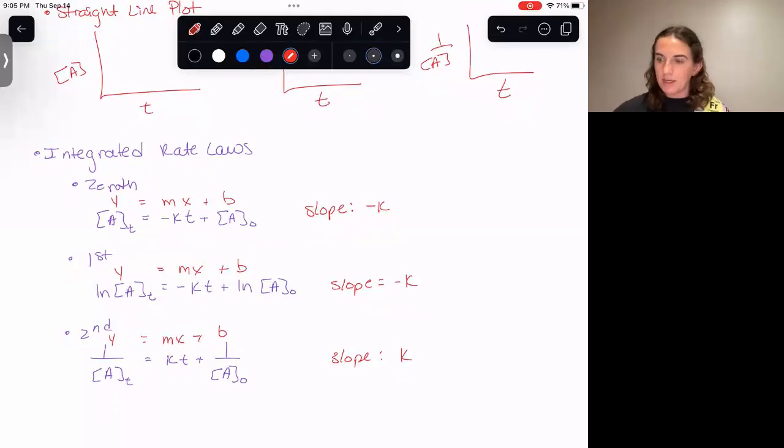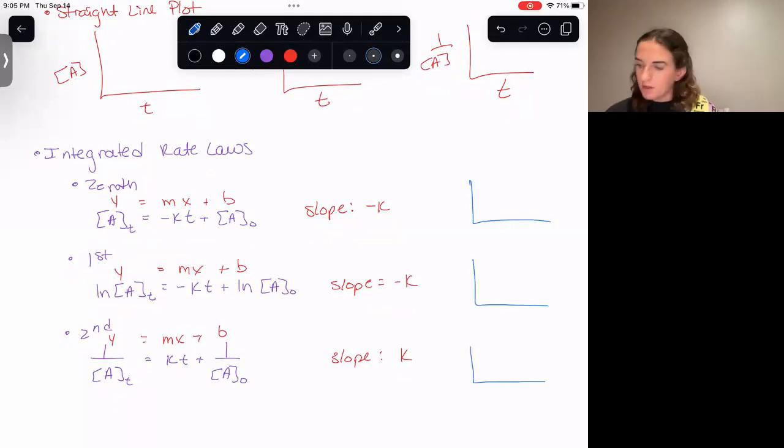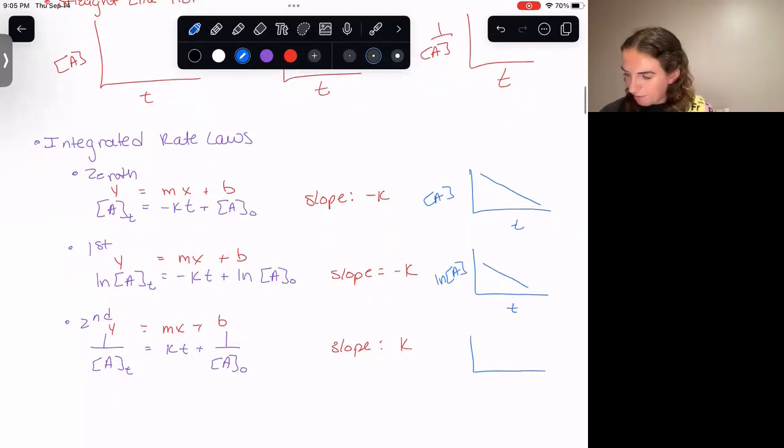Okay, so again, if we're looking at our straight line plots, if you have to graph something, you're expecting a 0th order to have a negative slope. Your ln of A should also have a negative slope. But then your second order should have a positive slope.